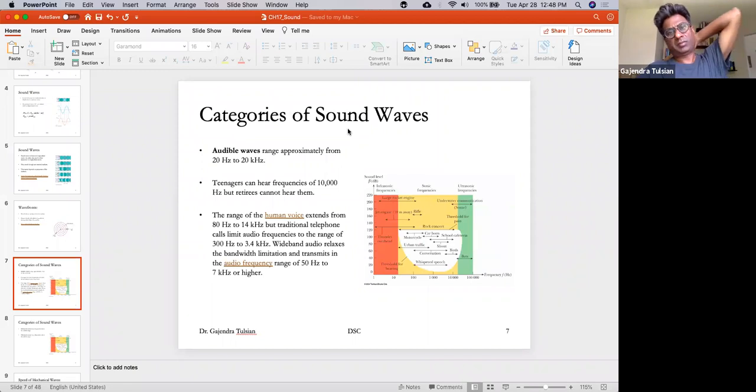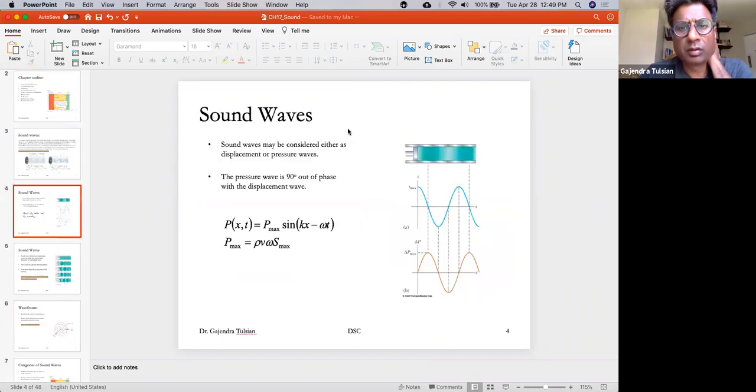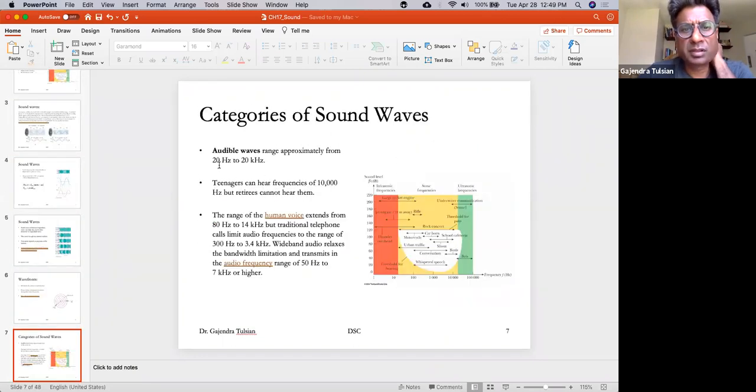So now we'll classify some of the sound waves. Sound waves can have any frequencies from 0 to infinity in principle. But with the sensor that you're born with, your ears, you can sense frequencies from 20 hertz to 20,000 hertz. Of course, as people get older, they lose sensitivity to higher frequencies. So for instance, teenagers can hear up to 10,000 hertz, but older people cannot hear these high frequencies.